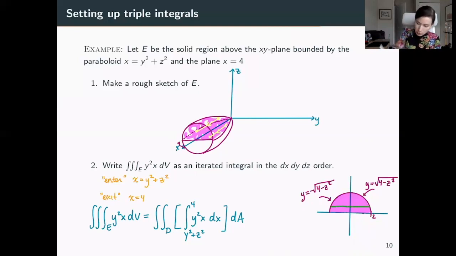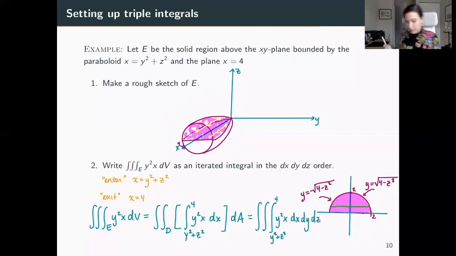So here then we can see that we're going to be setting up our domain. Because we're looking in the dy dz order, our values of z are only varying between 0 and 2, but we can figure out what our y's are changing as. So here we're going to have that triple integral. We'll have y squared plus z squared to 4, and then we're going to have the y squared x dx dy dz.